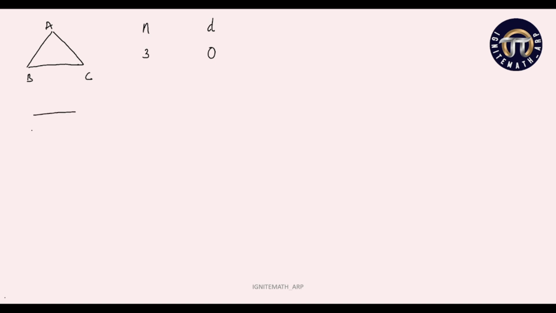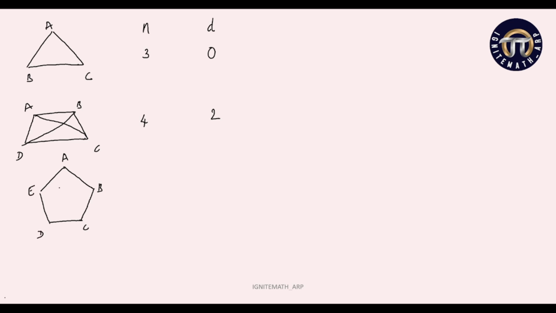Right. So now I will take a quadrilateral. A, B, C, D is a quadrilateral. How many diagonals am I getting here? See, AC is one diagonal and BD is another diagonal. So if the number of sides is 4, the diagonals is 2. If I have a pentagon, pay attention, children, pay attention. A, B, C, D, E. Now I will draw a diagonal over here.